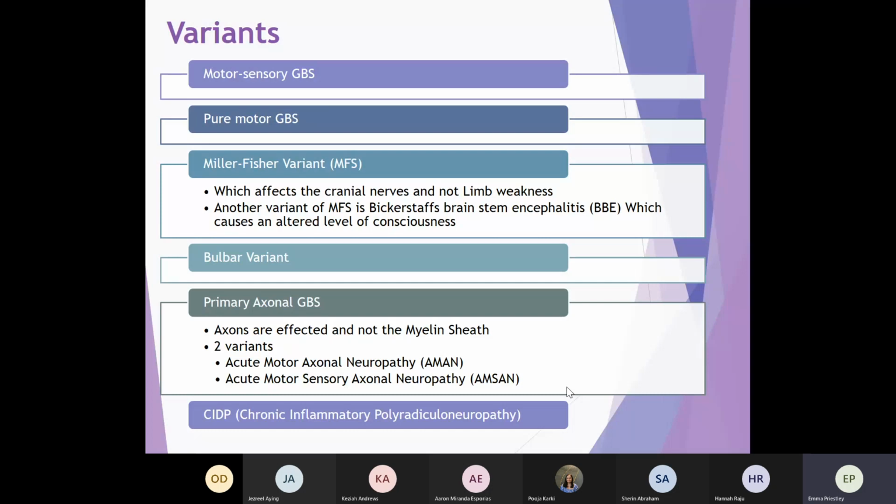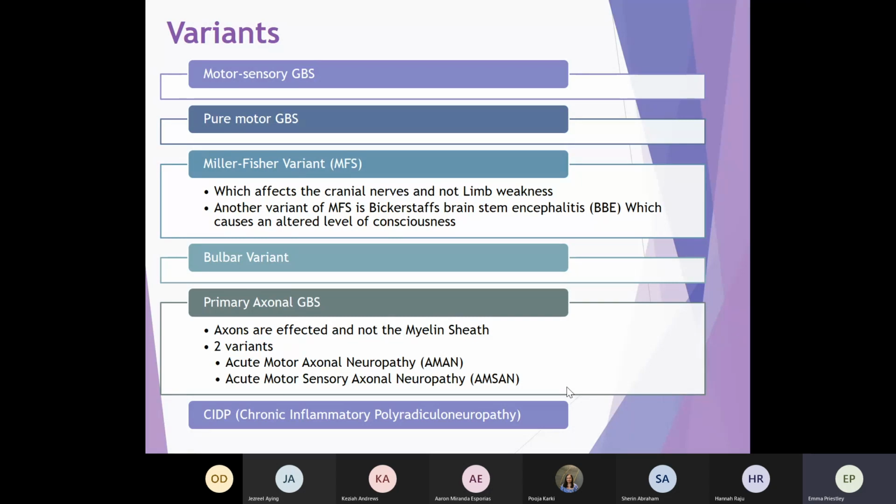Let's call it CIDP, yes. This one basically means that they continually relapse. So it's Guillain-Barre, but they get it again and again and again. And we had a lady that came in with it twice. So that's how I know this one, because we've seen it, and I've only seen it once as well.